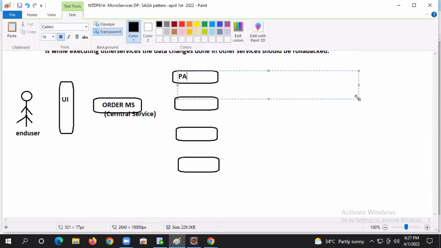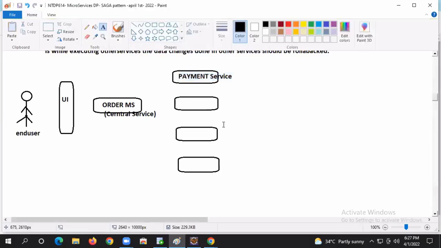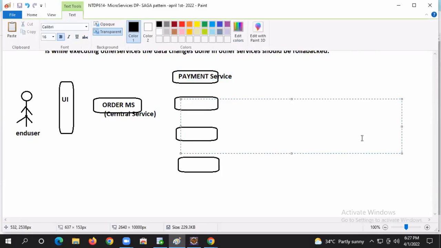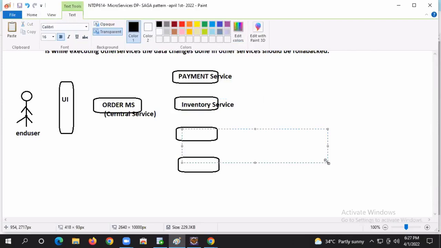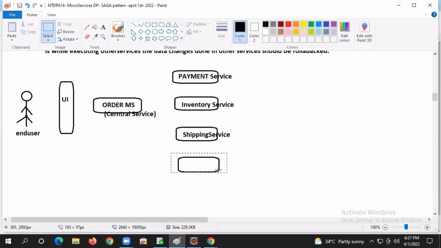Okay, here is my payment service, guys. Here is my inventory service. Here is my shipping service. Okay, recommendations, you leave it, guys. Don't keep it as part of the transaction.